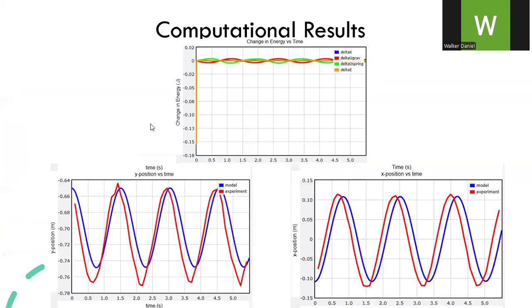Now, this top one right up here is my change in energy versus time. And as you can see, the change in potential gravity and change in potential spring are inverse to each other. And then delta E remains at zero. And as you can see, these bottom two, our Y position graph shows that the experiment had much larger Y oscillations, and our experiment had shorter X oscillations.